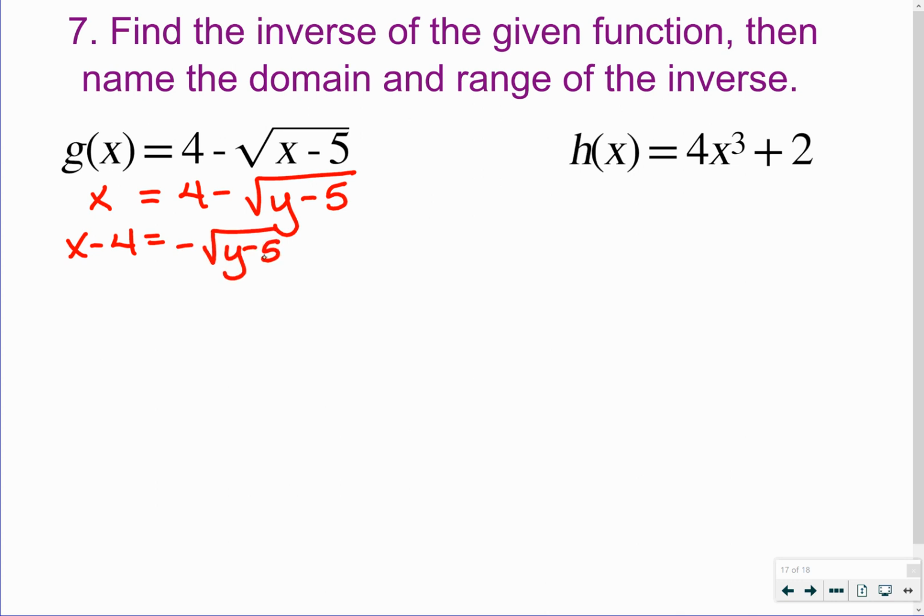Then I have that negative in front of the square root. So I'm just going to either multiply or divide, however you want to think about it, both sides by a negative. It's going to flip all my signs. Negative x plus 4 equals the square root of y minus 5. Now you can square both sides.